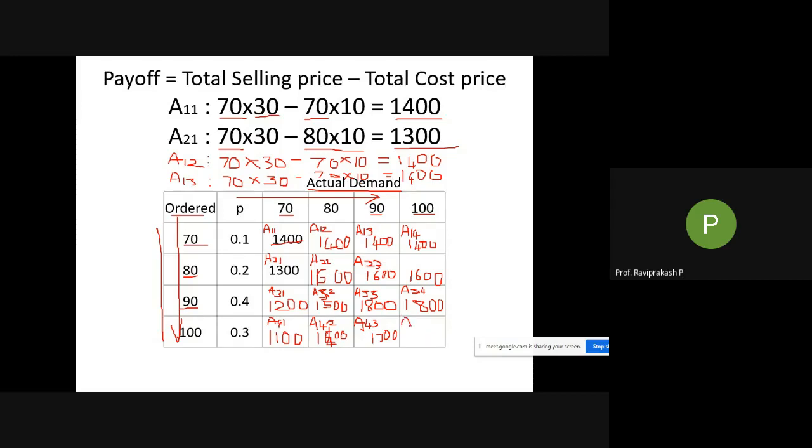What is the value? 2000. 2000, sir. How? What is the breakup? 100 into 30 minus 100 into 10. Yes, correct. So if you understand this, how we got that?